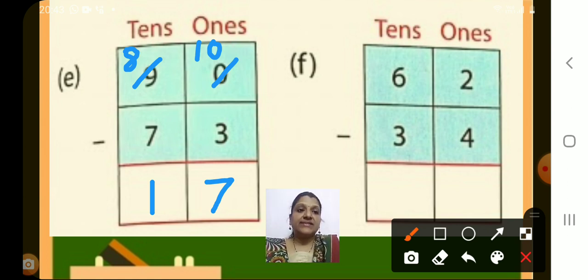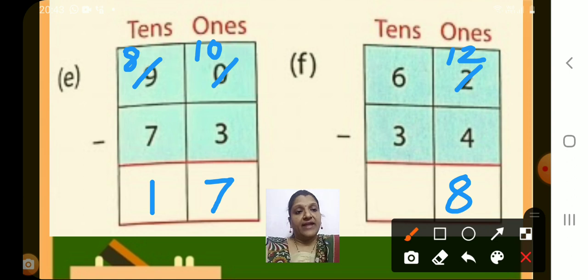Next, 62 minus 34. Again, number 4 is bigger than number 2. Hence, we will strike off number 2. We'll borrow 10 and write number 12 above it. Now 12 minus 4 equals 8. And as we have borrowed 10, we have to subtract 1 from 6. Hence 6 minus 1, 5. We will write it over here. Now 5 minus 3 equals 2. And 62 minus 34 is 28.